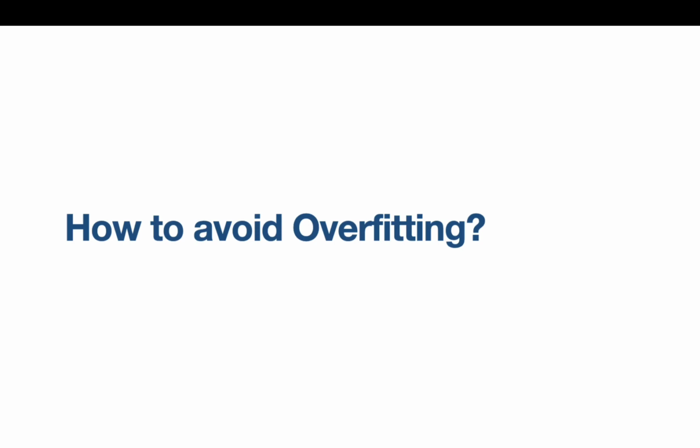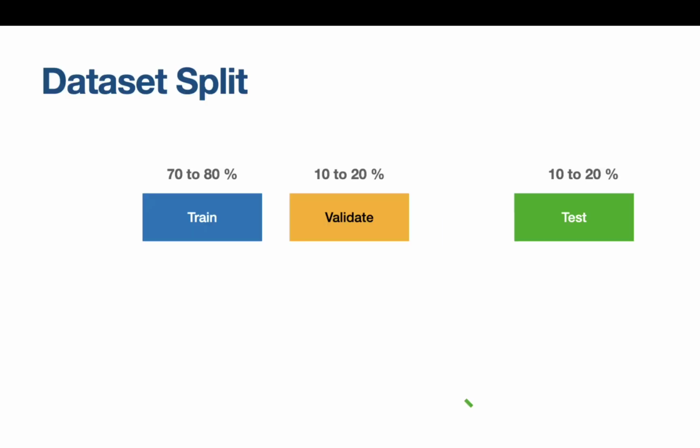Now that we understand what overfitting is, let's try to understand how to avoid overfitting. There are many techniques to avoid overfitting, and here we will cover 2 of the most commonly used techniques. Generally we split the data into 3 categories: train, validate and test. It could be 70% of training, 15% of validation and 15% of test, or any such combination. We have given some common percentages here in this slide.